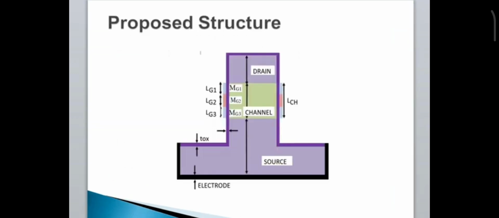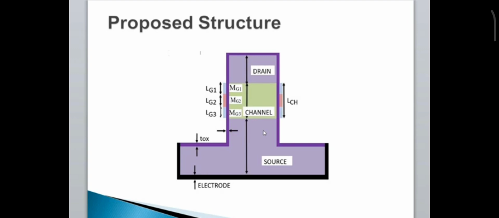This is my proposed structure of vertical TFET. For all the three regions, source, drain and channel, silicon material is used. HfO2 is used as the oxide layer, and the metal gate is divided into three electrodes, Mg1, Mg2 and Mg3. Mg1 is the metal electrode at the drain side, Mg2 is the middle gate electrode, and Mg3 is the metal gate electrode at the source side respectively.